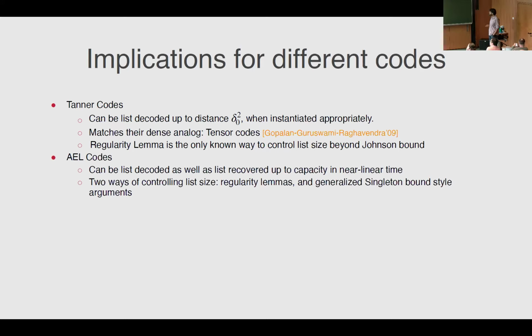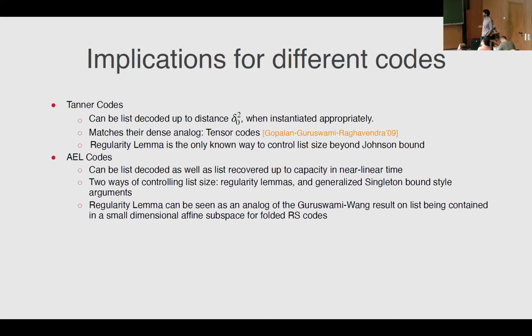For AEL codes, actually, there are two ways of controlling list size. One is the regularity lemma that we talked about. The other one is more generalized Singleton bound style arguments that directly give a sharp 1 over epsilon list size. And that's something that we'll hear about in the next talk.